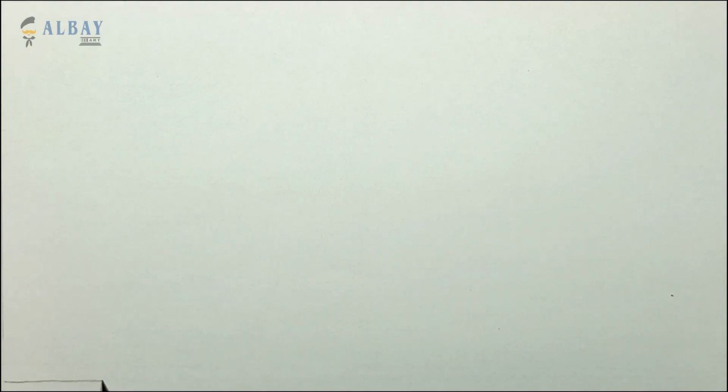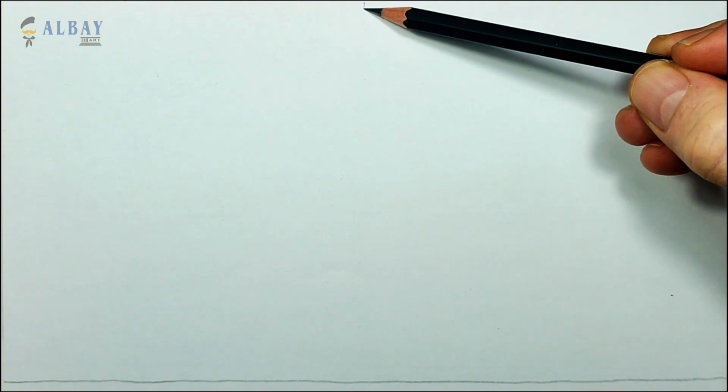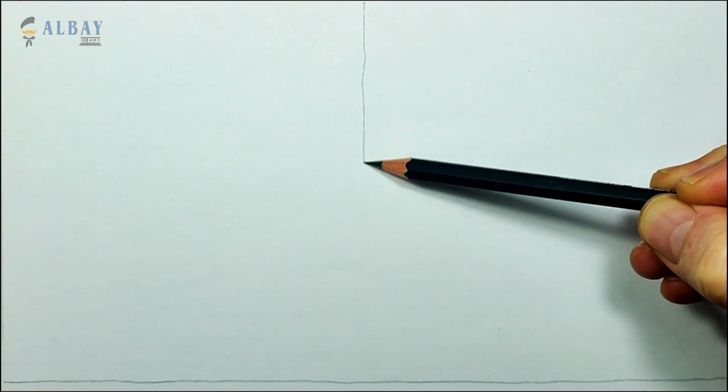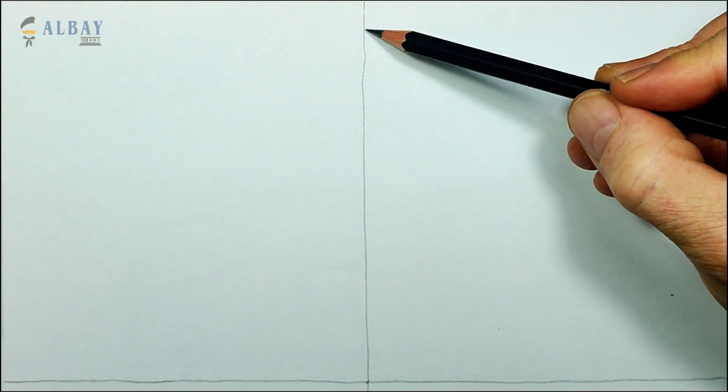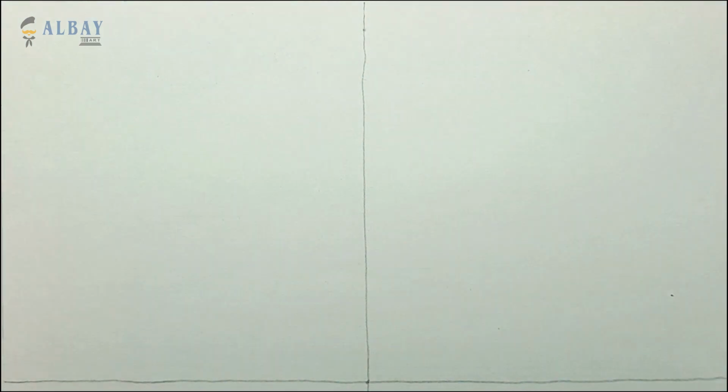I start by drawing the horizon line. I draw this line as close to the bottom edge of the paper as possible. Then I draw a vertical line right here. This line divides the paper in half. I put a point at the intersection of the two lines and another point on the vertical line. These are the vanishing points we will use in the drawing.